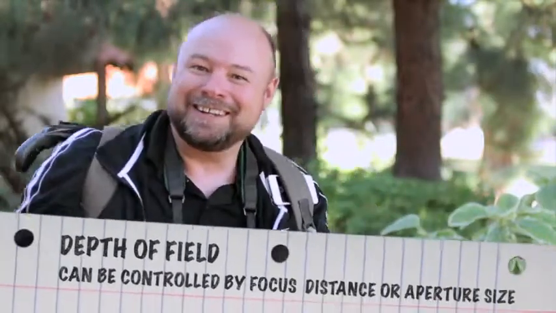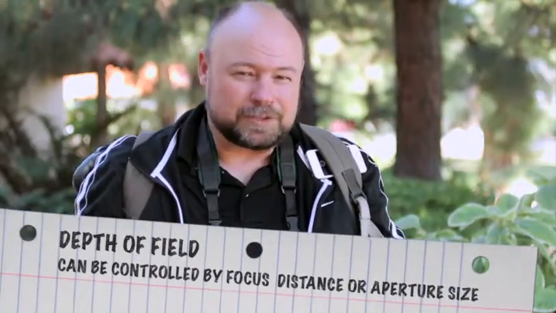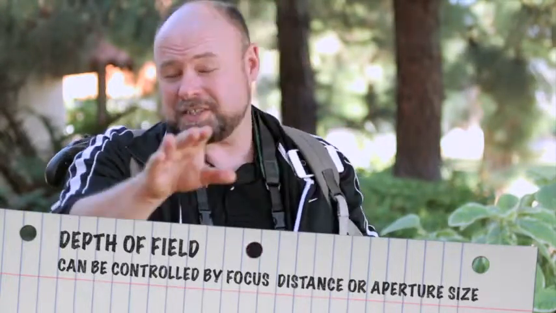Now, if she'd like to gain more depth, there's two ways she could do it. She could focus back there, but then again, that would leave me blurry. Or she could change her aperture. She could make it smaller to take away light. So this is a pretty easy thing.